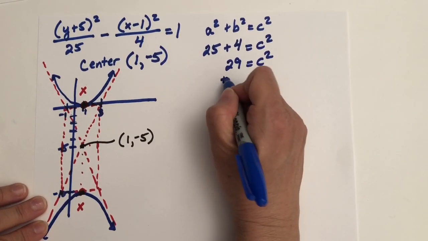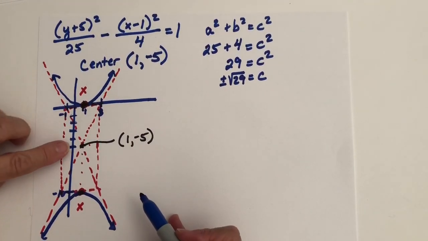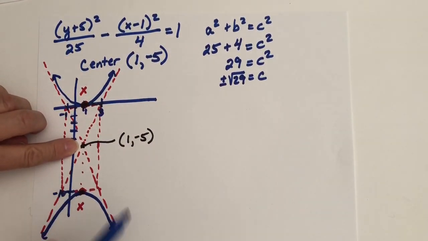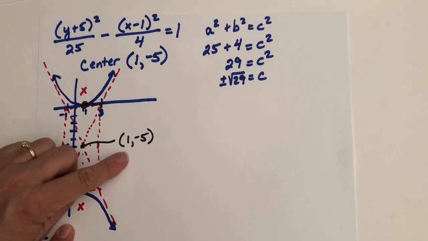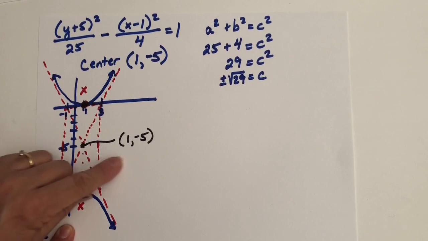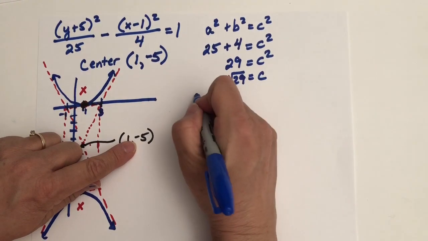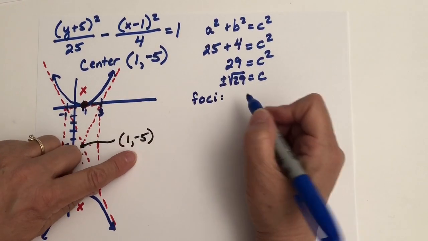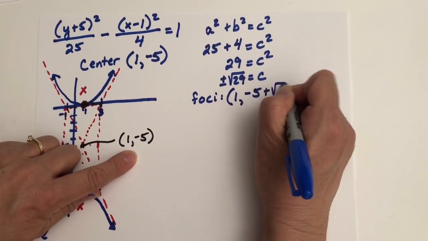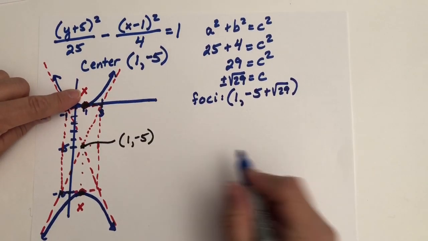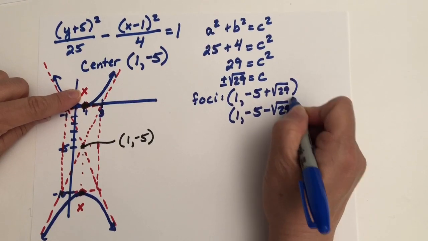So I have C equals plus or minus the square root of 29. So our C value is really the positive square root of 29, but I like the plus or minus there. It reminds me that I'm going to go up square root of 29 and down square root of 29. So from this point, that center, I'm going to add that C value to the Y coordinate. So my foci are at 1, -5 plus the square root of 29. That's up here. And 1, -5 minus the square root of 29.